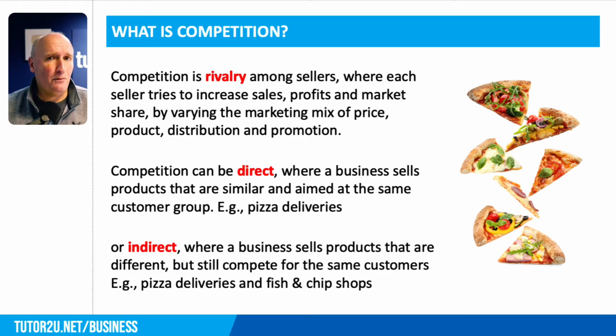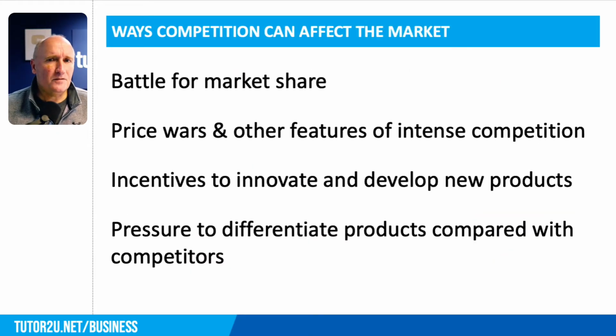So not only are the pizza delivery businesses competing against each other, but they're also competing against other businesses who themselves are trying to grab their slice of the consumer demand, for example, takeaway food. It might be a curry house. It might be a fish and chip shop. So competition can be indirect as well as direct against like-for-like competitors. And that's the nature of competition. So how does competition affect the market? How do we see competition reflecting in how markets operate?